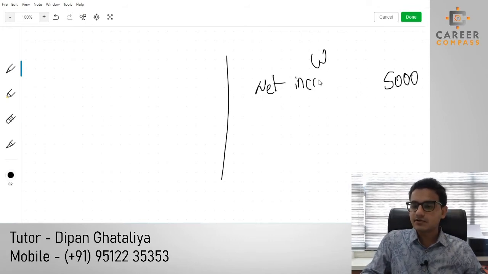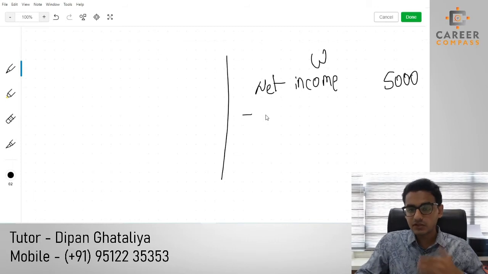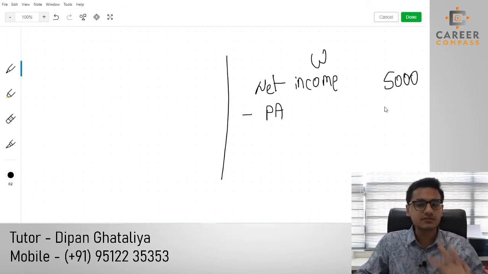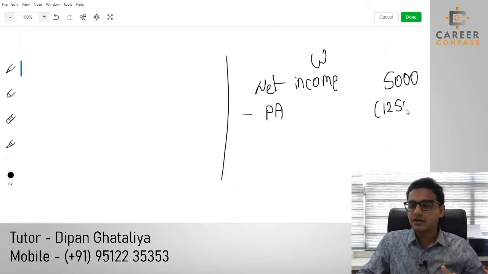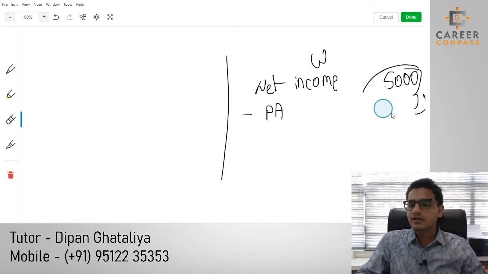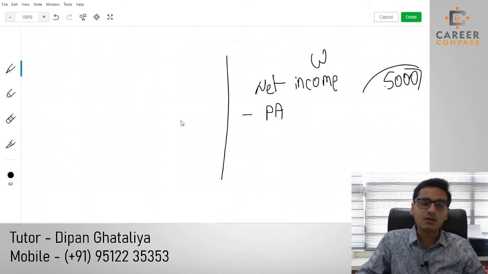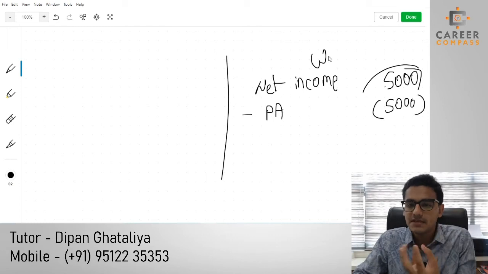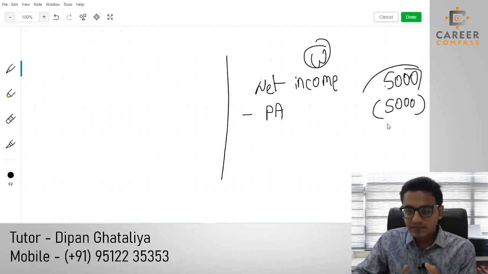Then we are going to deduct the personal allowance of the wife. The wife herself gets a personal allowance of 12,500, but we do not have that much net income. So we are going to deduct the personal allowance of 5,000 only. Only 5,000 of personal allowance will be used by the wife. So here we can say that taxable income will be 0.